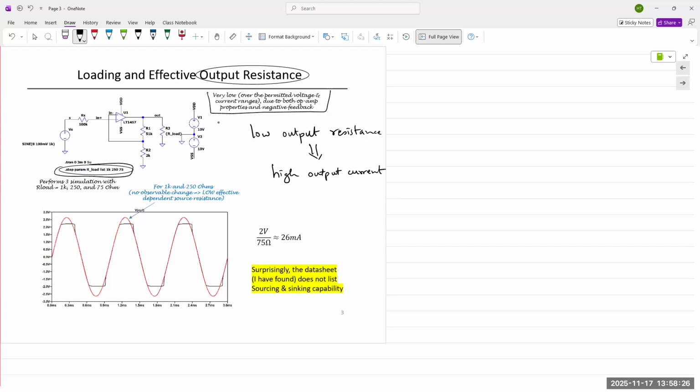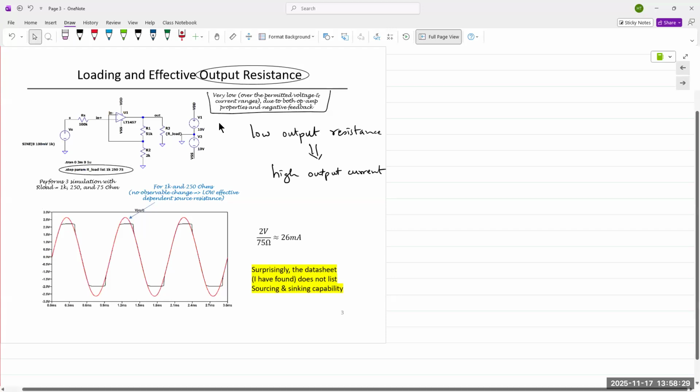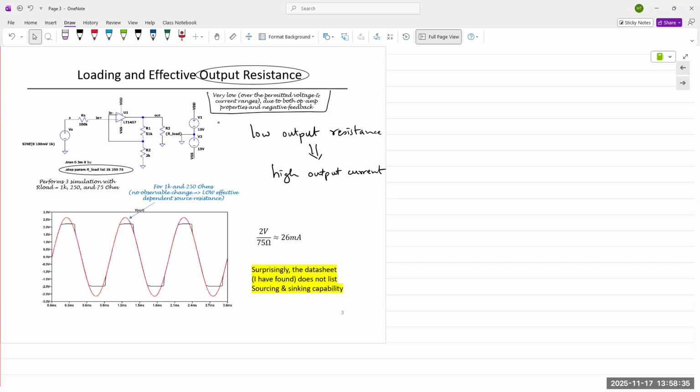Here, I just want to point out that the .step param command in LTspice or SPICE allows you to step a certain variable. In this case, we are saying that the variable R load right here is going to have 3 separate values: 1K, 250, and 75 ohms. So LTspice runs 3 simulations using those 3 values for the output load resistance. And then you can see the results here.